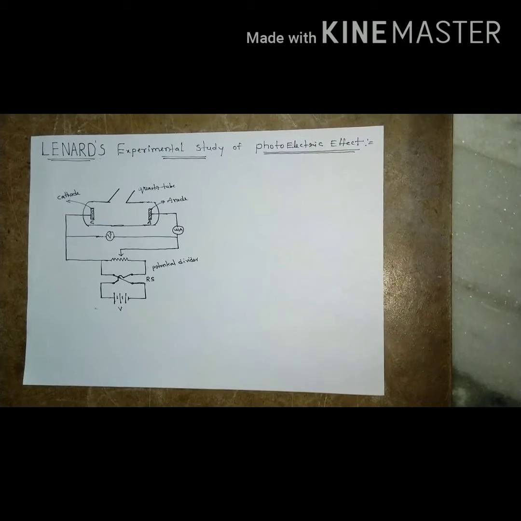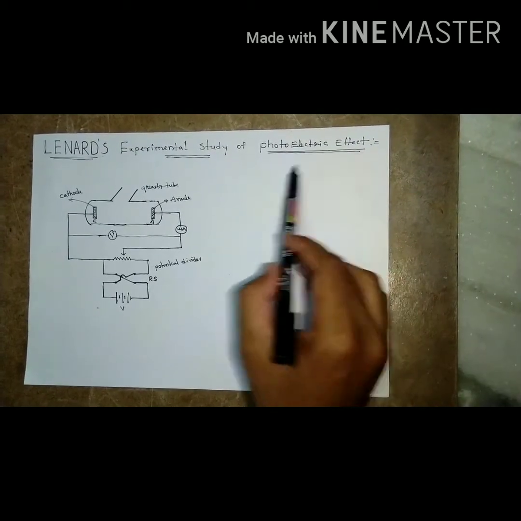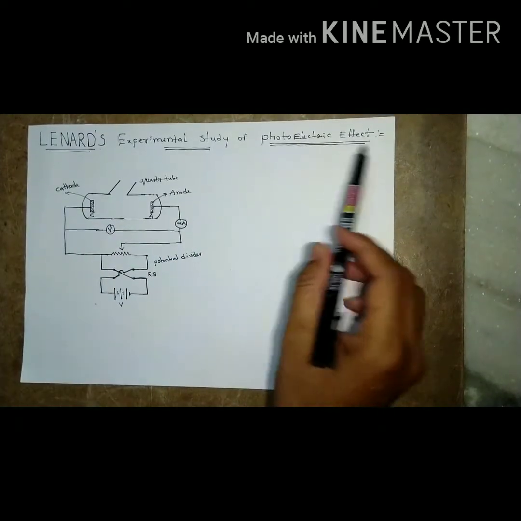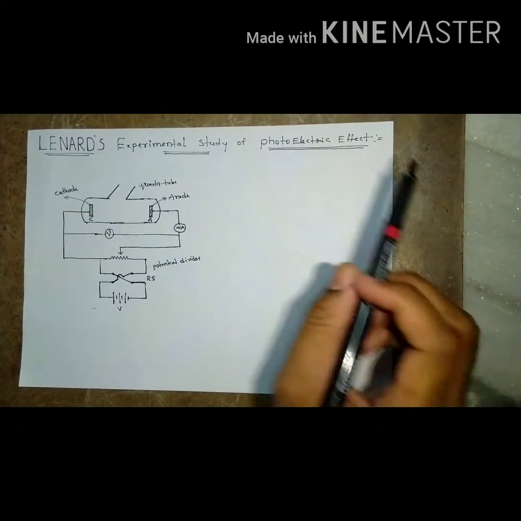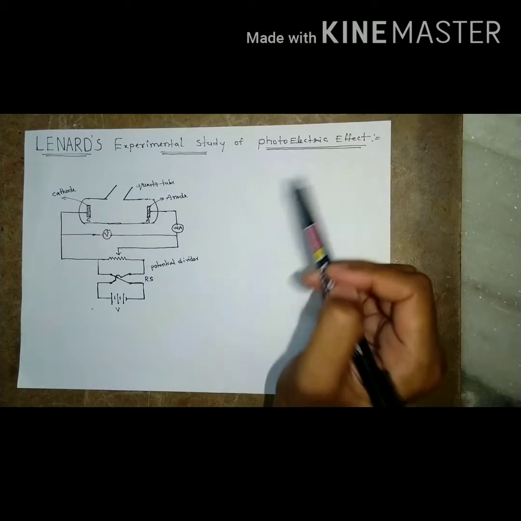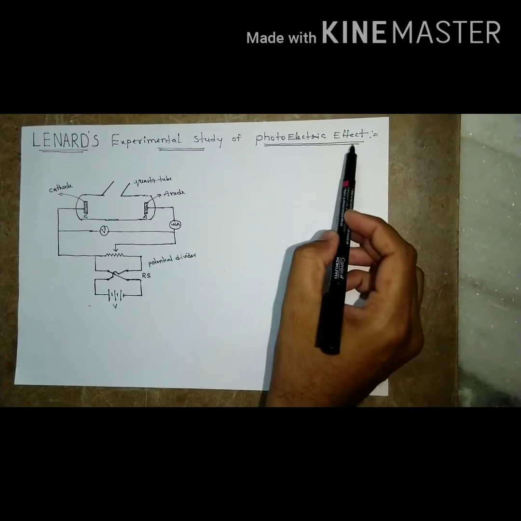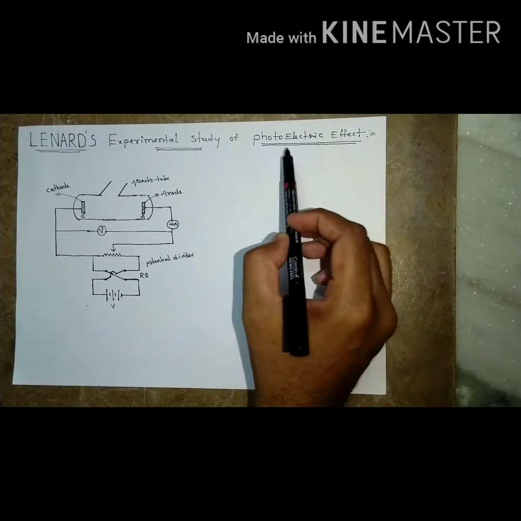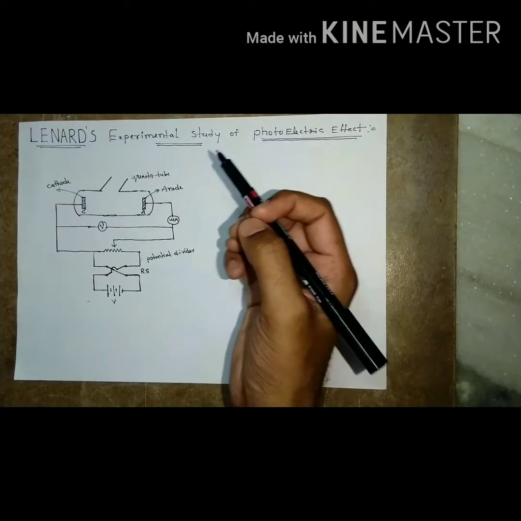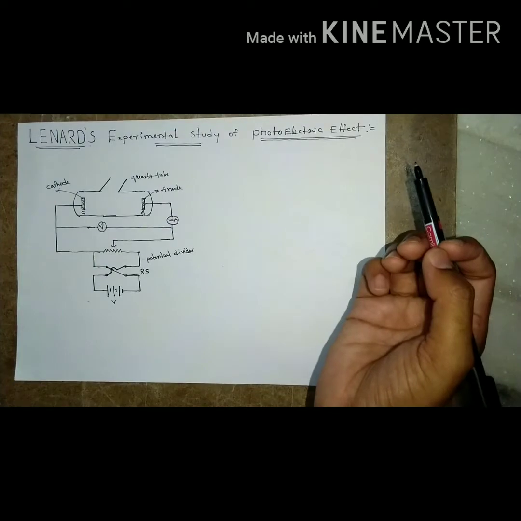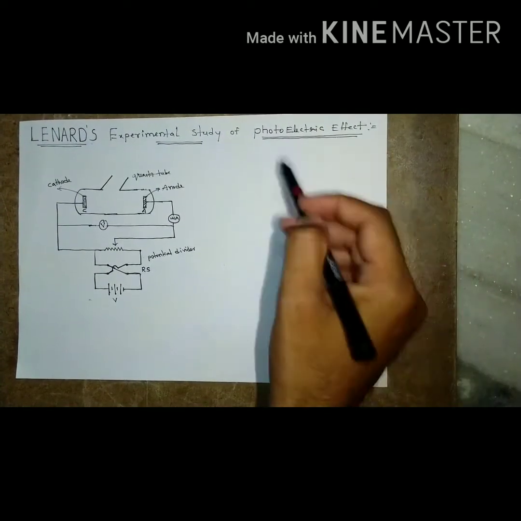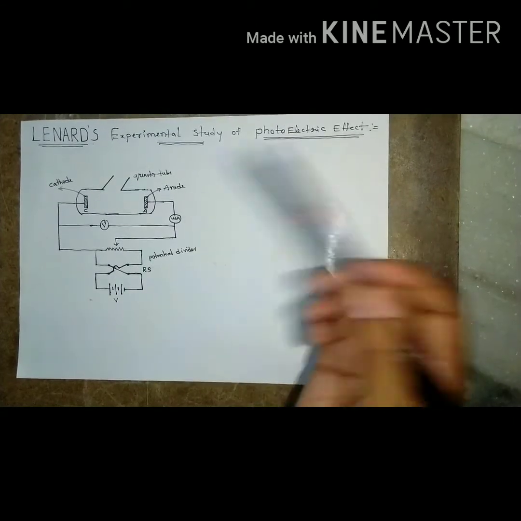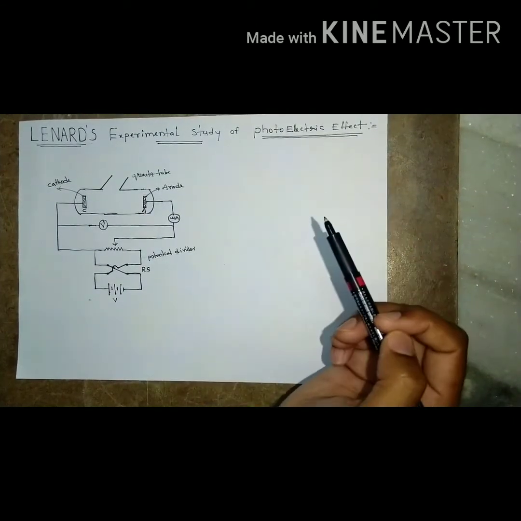Hello friends, today we are going to discuss the photoelectric effect, Lenard's experimental study of the photoelectric effect. First of all, what is the photoelectric effect? The photoelectric effect is when a suitable light is incident on a photosensitive plate, and photoelectrons are liberated from the metal surface. This phenomenon is the photoelectric effect, and those electrons are called photoelectrons.